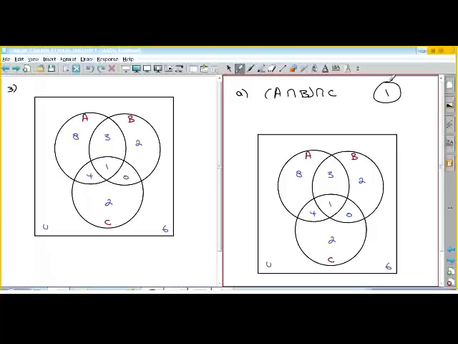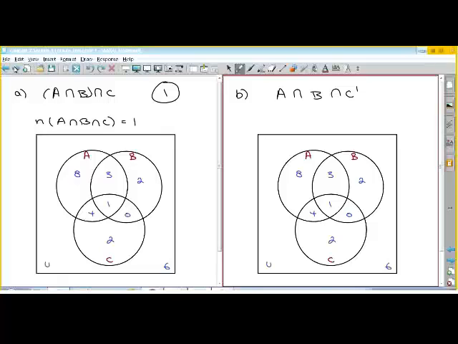So the answer is 1. There's 1 element that is in all 3 sets. We're not listing the elements. We don't care what they are. All we care about is the number of elements. So we'd say, what is the cardinal number of the intersection of A, B, and C? And that would be 1. That's the number of elements in the intersection of all those 3.